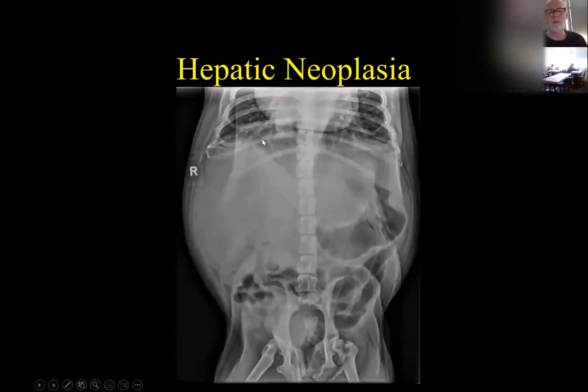Okay, again, the mass effect. Look at this big old right side of the liver way over here. So it's huge, this big mass effect. Everything's being pushed away from it.